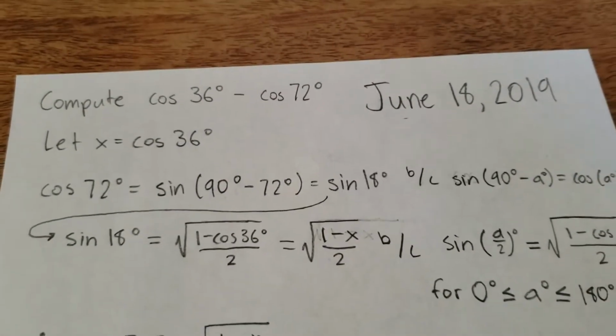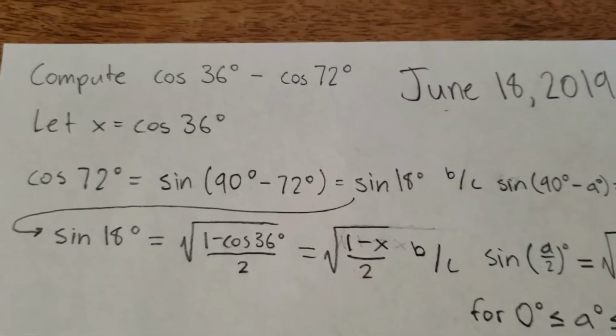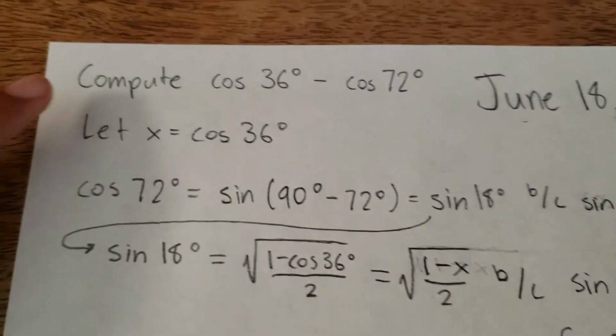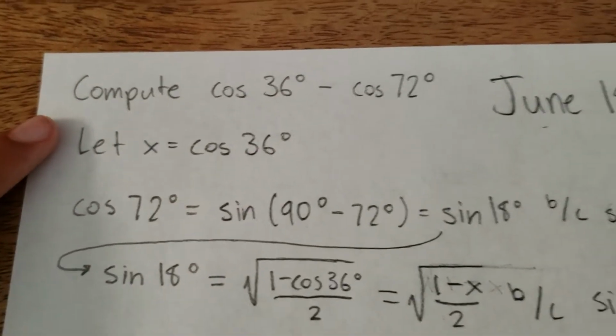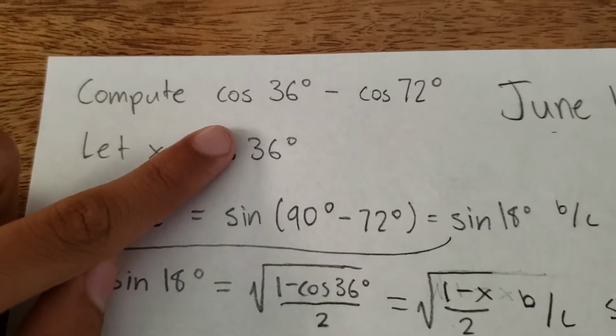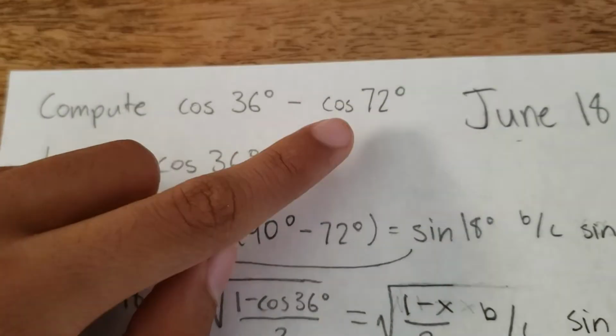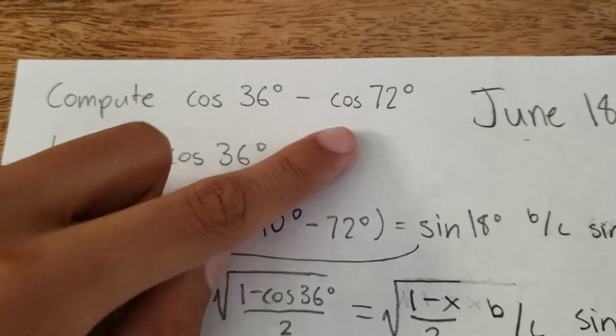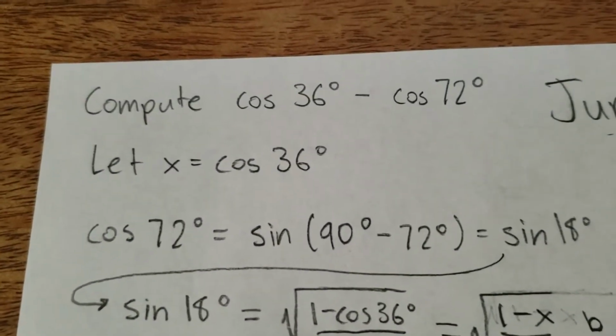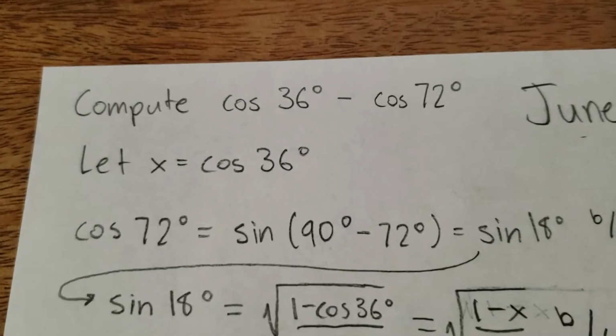So today, as a first video, we're just going to warm up with the question that's asking us to compute the cosine of 36 degrees minus the cosine of 72 degrees. So how would we tackle this?